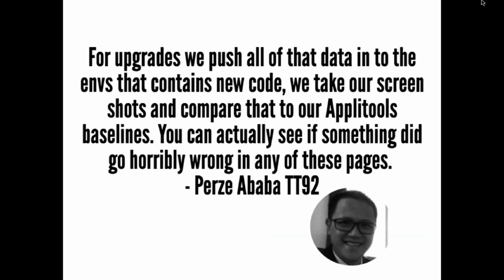Here's another use case I found out from Percy Abba, episode 92 of Test Talks. This is something he does, and after I talked to him, I'm like, I'm going to try that. What they do for all their upgrades is push all the data into their environment that contains new code, and then they take a screenshot, and then they compare it to all the Applitools baselines. So they can actually see if anything goes wrong with that deploy. So it's just kind of like a smoke test, right? They sent the new stuff out, and they just run these images and compare it against the baselines. They're able to quickly find out whether or not that deploy worked.